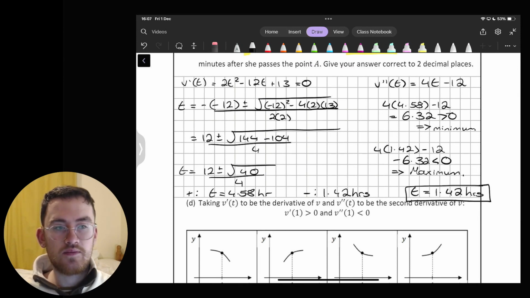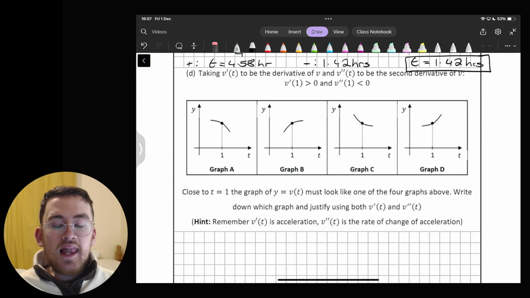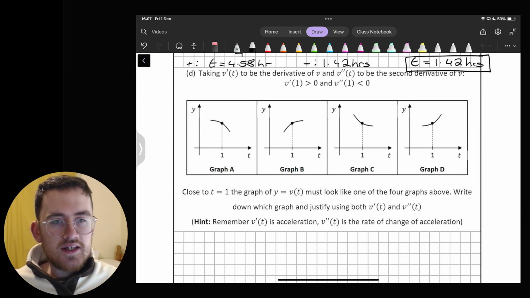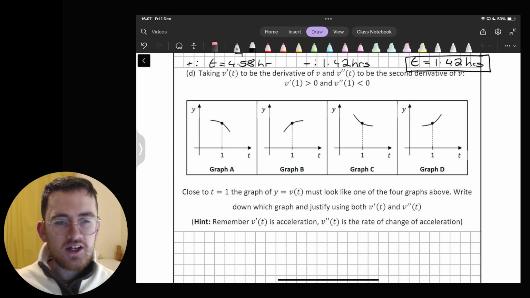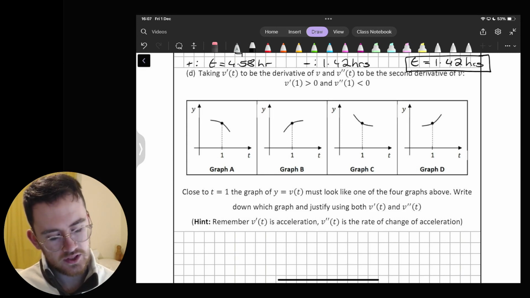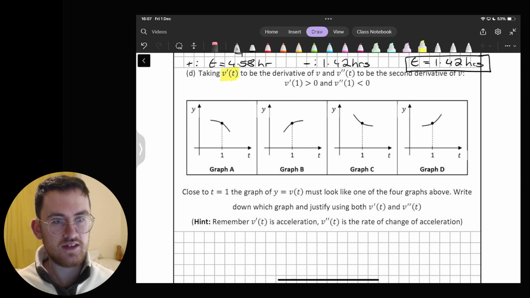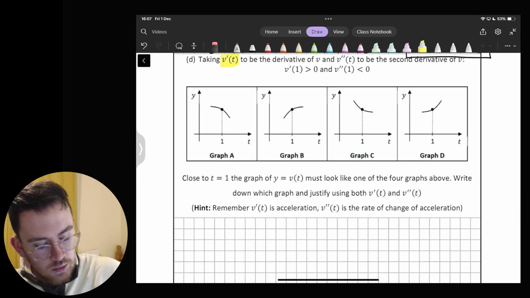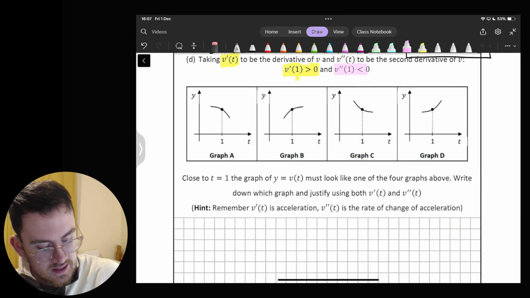That's my answer there. Okay, looking now at the last part, I think there was an extra part in the exam question, but I just took it out because it's not one we can fully do yet. But looking at this last little part, we're looking at graphs here. So taking this to be the derivative of the speed, and v''(t) to be the second derivative, we're told that at the point 1, the derivative is greater than 0, and at the point 1, the second derivative is less than 0.